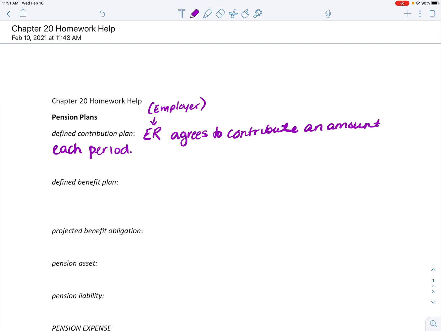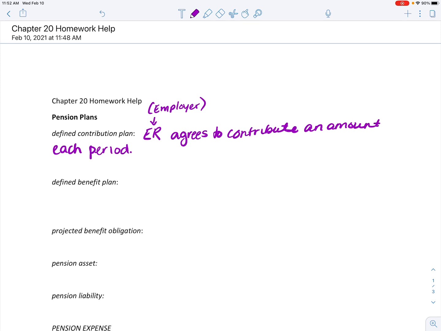It could be based on the profits of the company. Sometimes it's just a matching amount to what you contribute in a defined contribution plan. But it's usually pretty simple, straightforward. As long as the contribution is made every year, there's no pension asset or liability reported on your balance sheet.